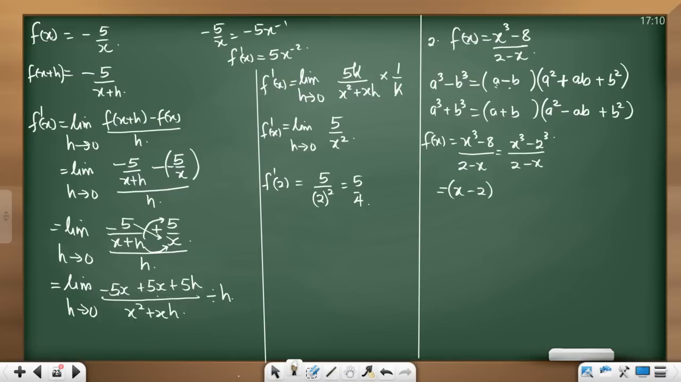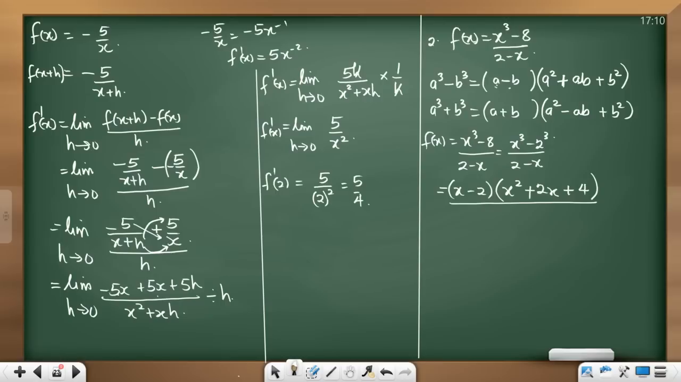x minus 2. x times x, x squared. x times 2, 2x. It's a negative there, it becomes a positive. Negative 2 squared will become what? 4. Now, check. I notice that I have 2 minus x at the bottom.